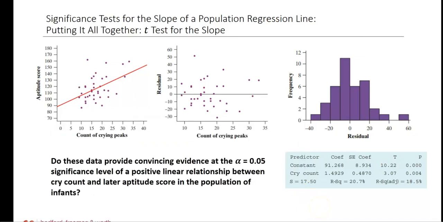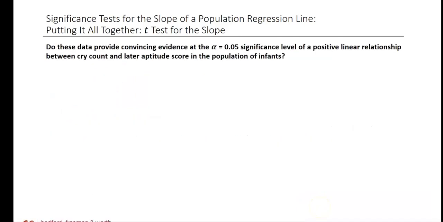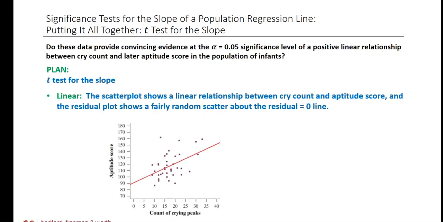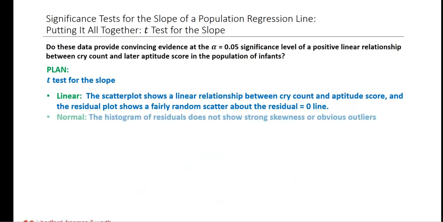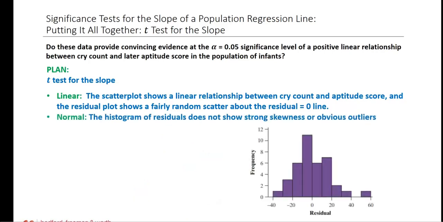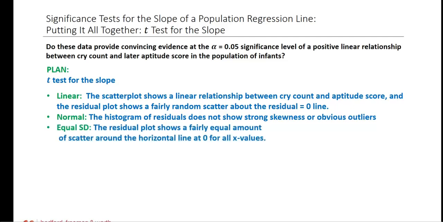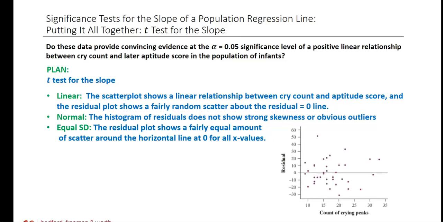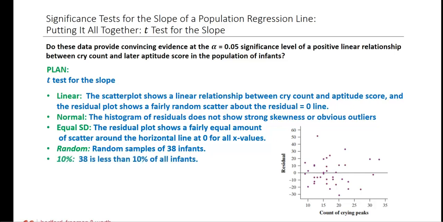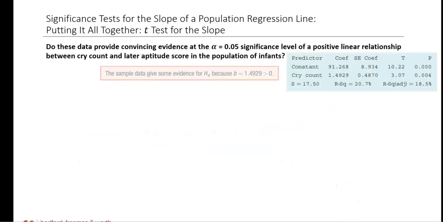So let's see what they said for the conditions. So linear. And the residual plot is fairly random scatter. Normal, the histogram shows no strong skewness or obvious outliers. Equal standard deviation. The residual plot shows a fairly equal amount of scatter around the horizontal line at 0 for all x values. That's true. Random sample of 38, and then finally 38 is less than 10% of all infants. Okay, so we've done all that.